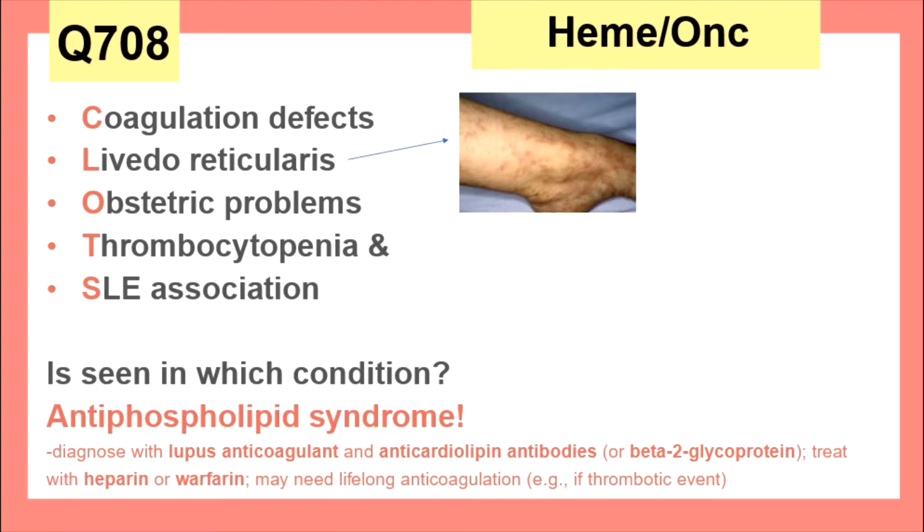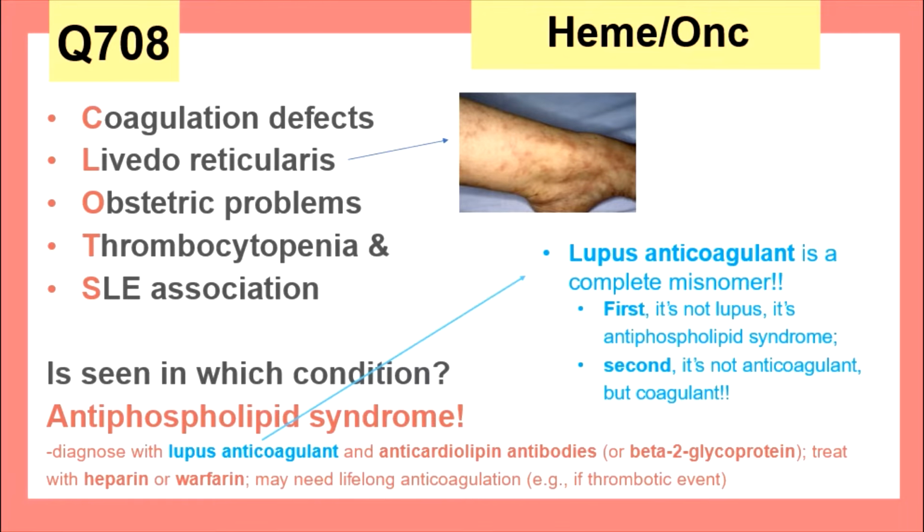If you just want to take a look at what livedo reticularis looks like, here it is. And the reason why I've highlighted lupus anticoagulant over here is that lupus anticoagulant is actually a complete misnomer. First of all, it's not lupus, it's antiphospholipid syndrome. It's true it's associated with lupus. They should call it antiphospholipid anticoagulant. Actually, they shouldn't call it anticoagulant at all. They should call it coagulant, because as we mentioned, in antiphospholipid syndrome, there are clots around the body. There's coagulation. And in fact, lupus anticoagulant is responsible for promoting this coagulation. Something to be aware of.